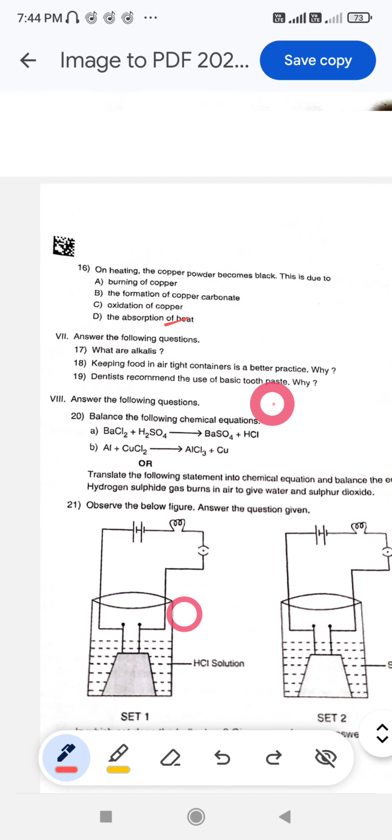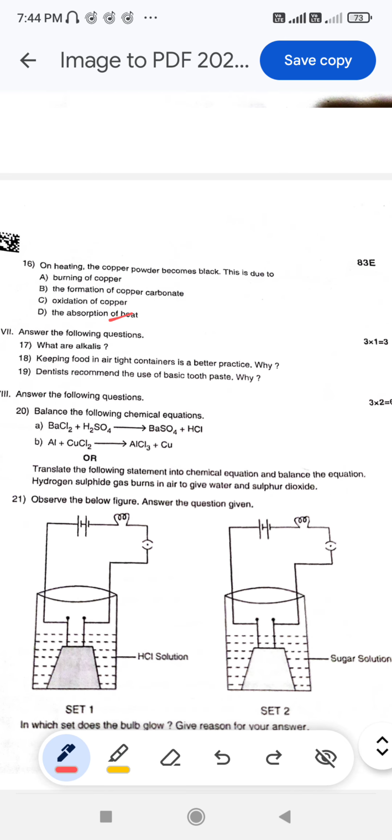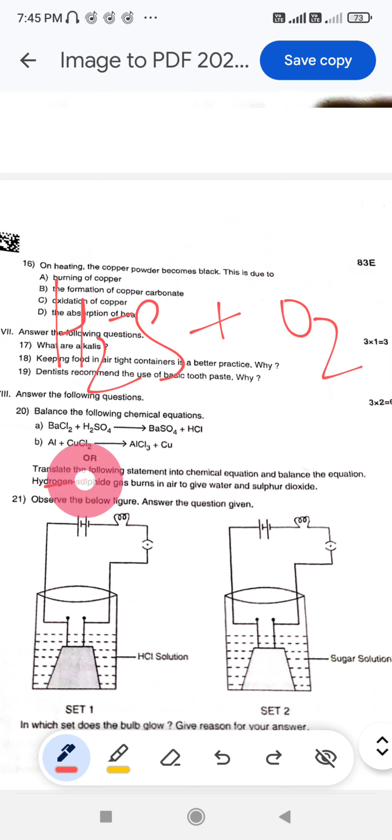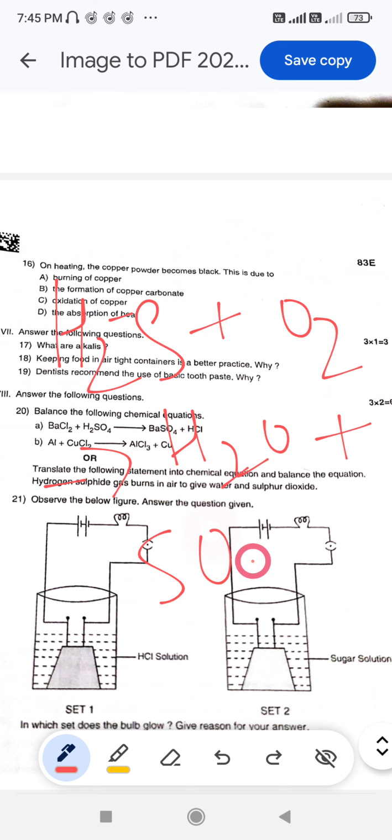Next question: translate the following statement into a chemical equation and balance the equation. Hydrogen sulfide gas burns in air to give water and sulfur dioxide. What are they asking? Hydrogen sulfide means H2S, plus they are burning in air, meaning oxygen, and it produces water, H2O, plus sulfur dioxide, SO2, correct?